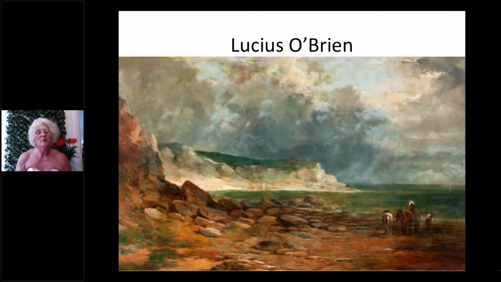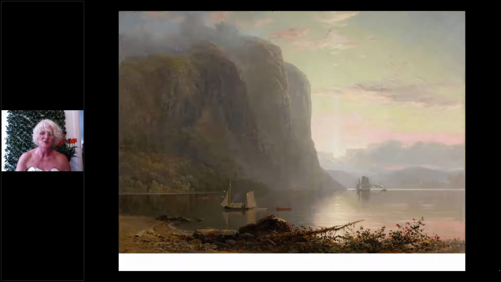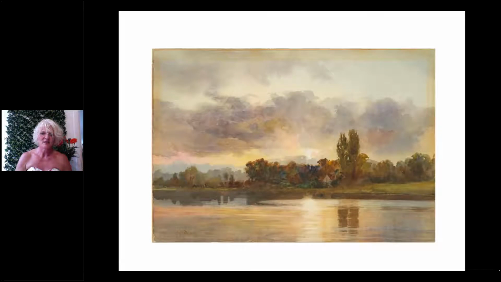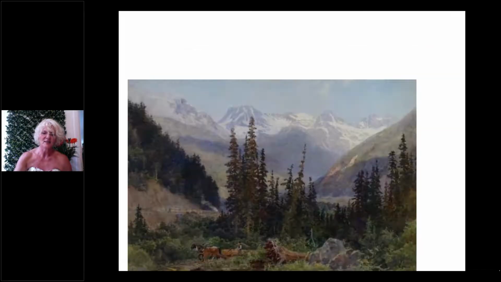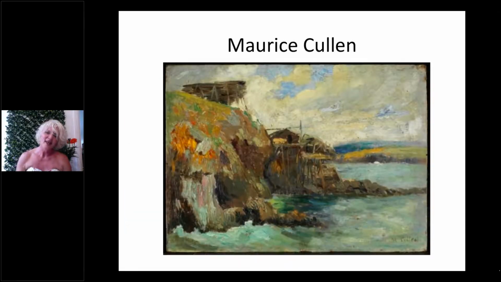Now, Lucius O'Brien was painting a different part. He was interested in the BC coast. These are some of the paintings that he did of the Canadian landscape. Very clearly, those are the Rockies. We're in BC here. And well, Thomson wasn't the first person to take the principles and ideas of Impressionism and apply it to the Canadian landscape either.